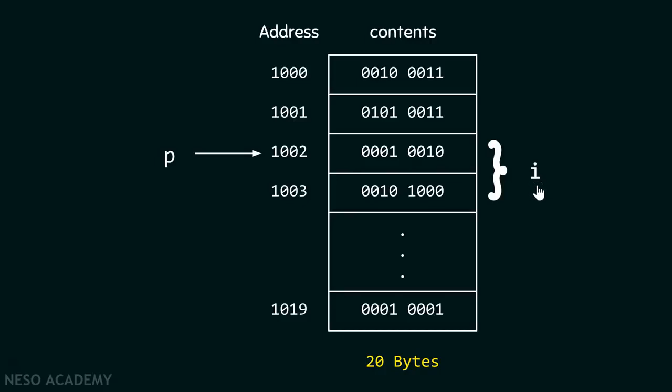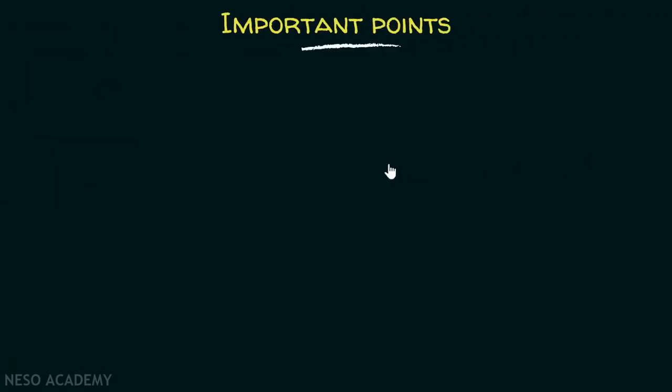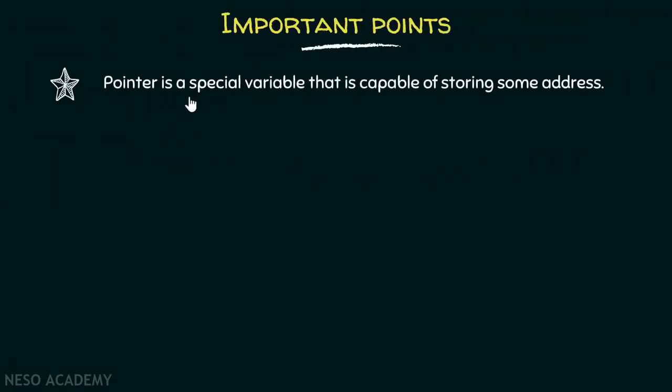Now let me give you the definition of a pointer. A pointer is a special variable that is capable of storing some address. In our example, it is storing the base address of integer variable I. It can store the initial address of any object, but in our example, it is storing the initial address or base address of integer variable I. It is a special variable. It is not a normal variable which will store an integer, character or a float. It will store the address or the base address of the variable or an object which it wants to point to.